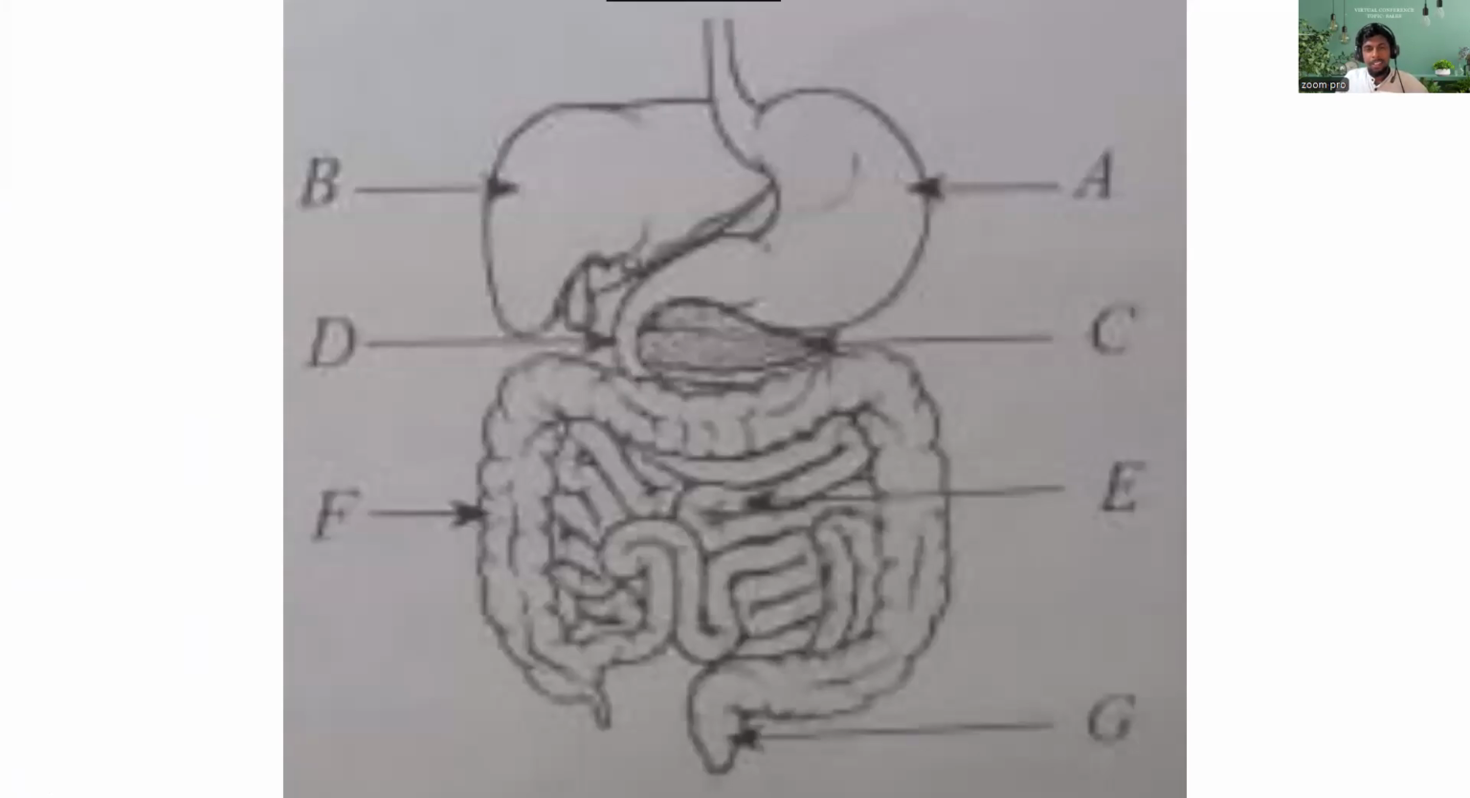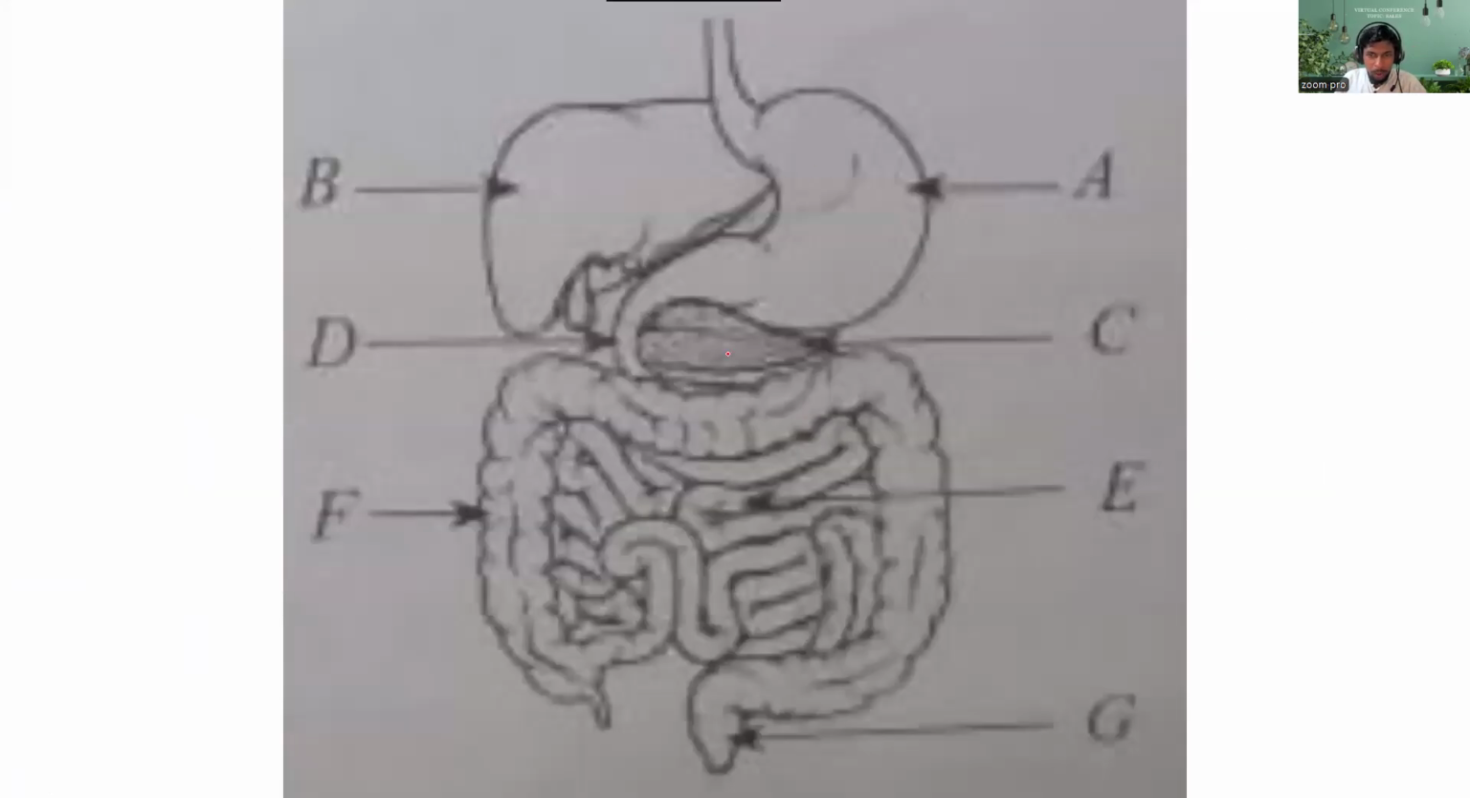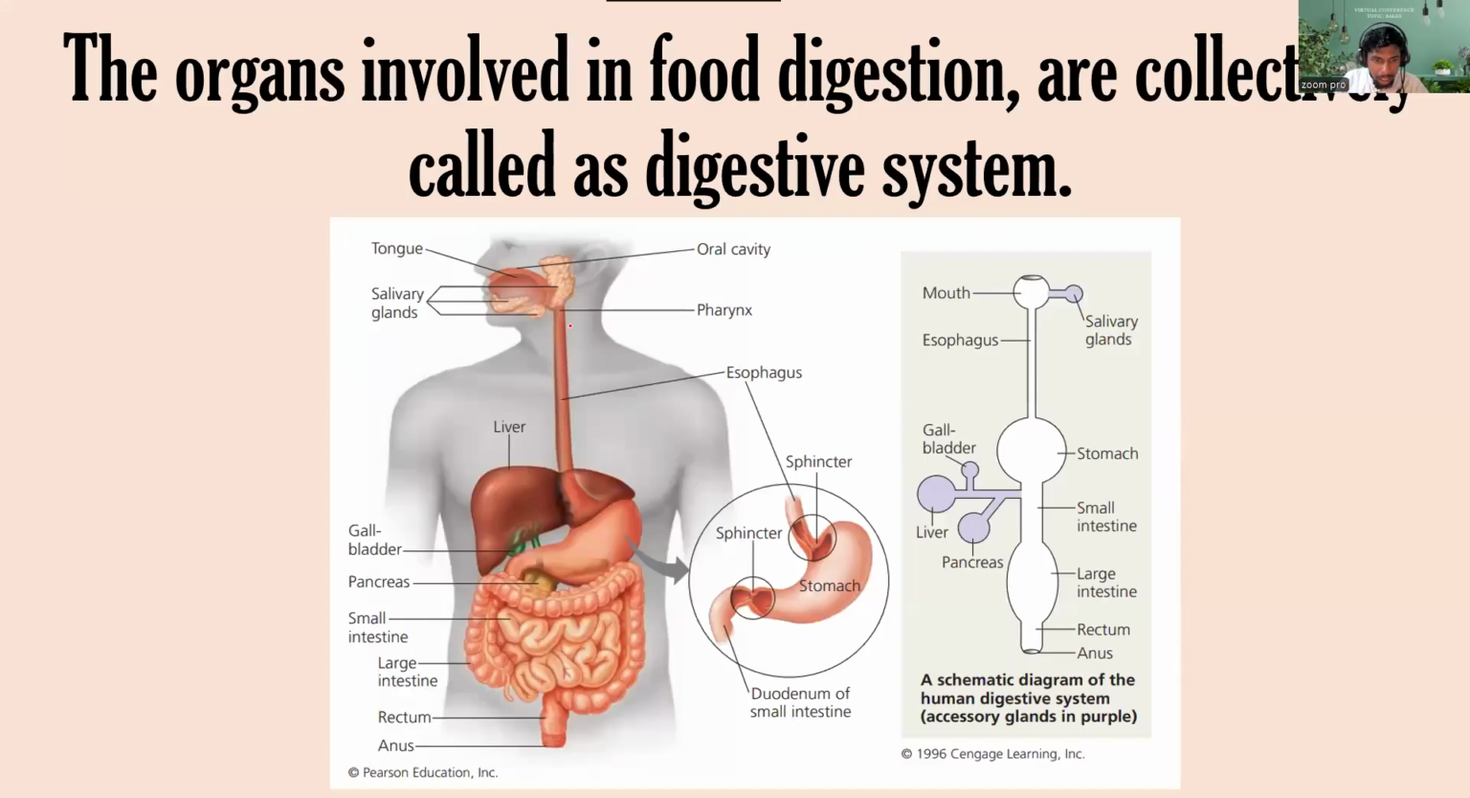Digestive system. But that is not that much hard, right? So you know A to G. From here, A to G, we want to mark the path of the food. I will show you a color image, right? So here you can see from the esophagus, the food will move to the stomach.